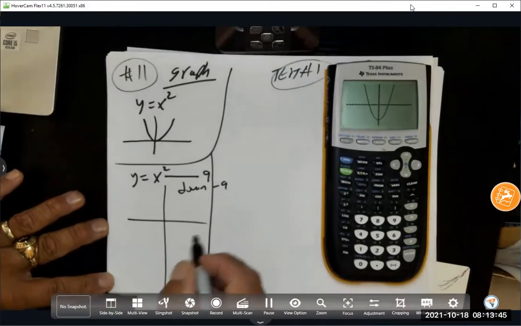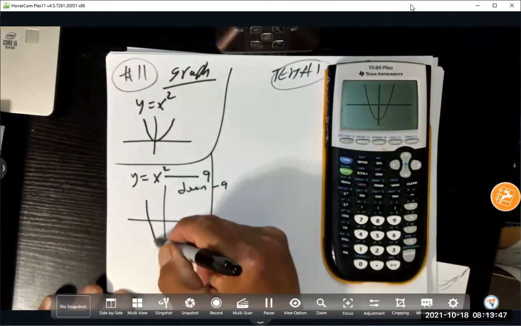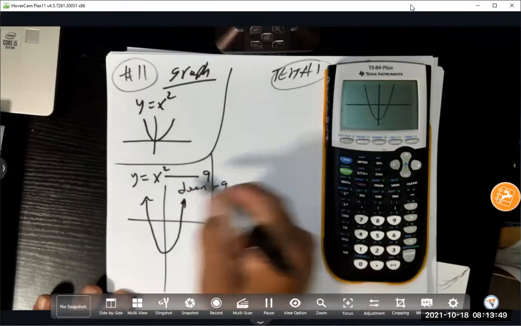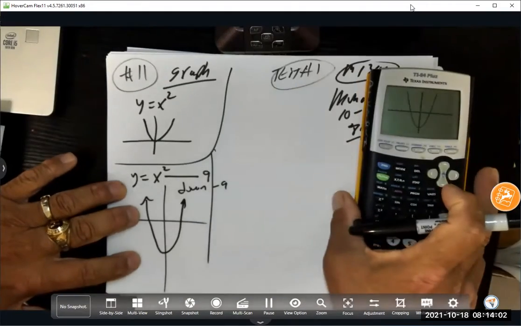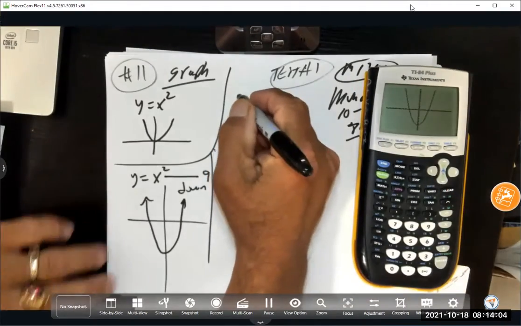This graph looks like this. It goes under and then up. Did you get a graph like this? Hopefully the answer is yes. Yes, sir. Right. Two graphs in a row that are right. All right. The next one.